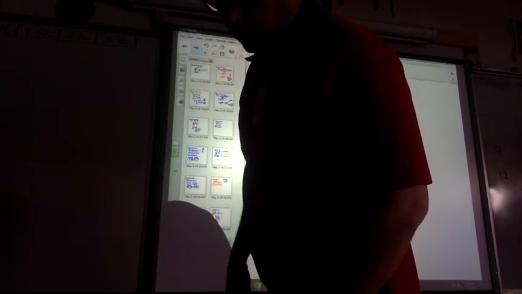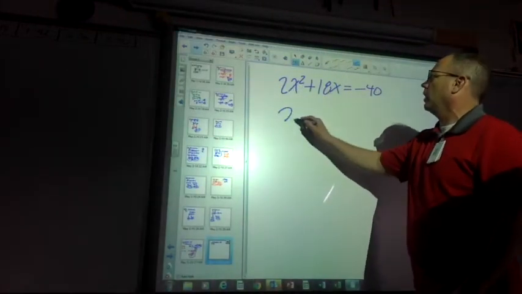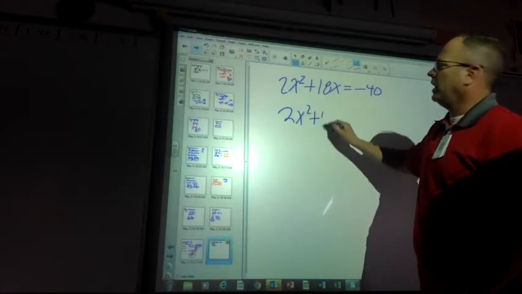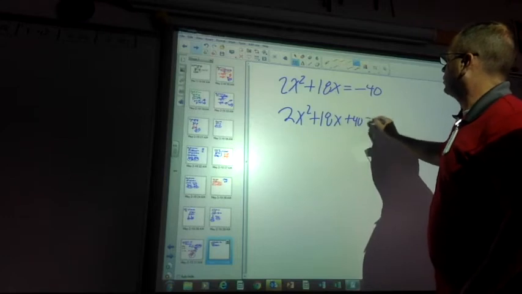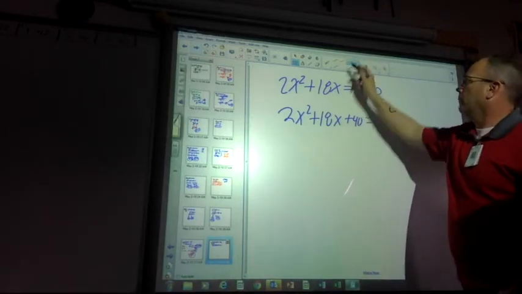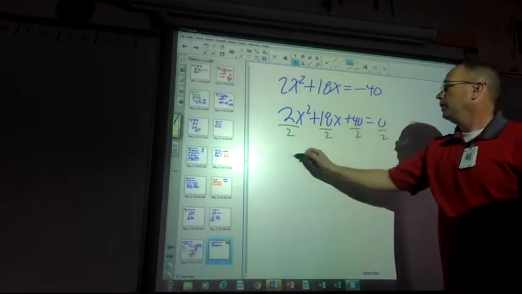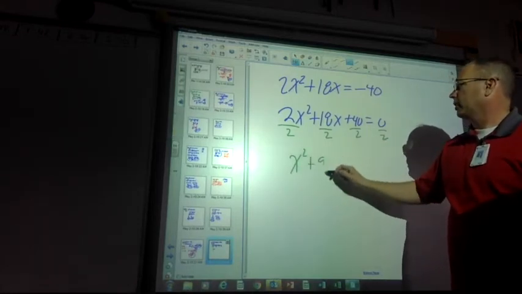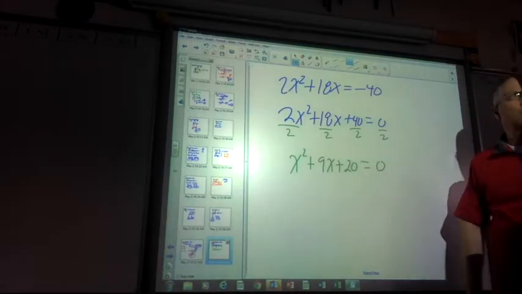What do they want us to do on this problem? Oh, trinomial. Get it equal. Oh, they want a factor. Okay, so let's get it equal to 0. So 2x squared plus 18x plus 40 equals 0. It appears that I could divide everything by 2. So I'm going to get x squared plus 9x plus 20 is equal to 0.